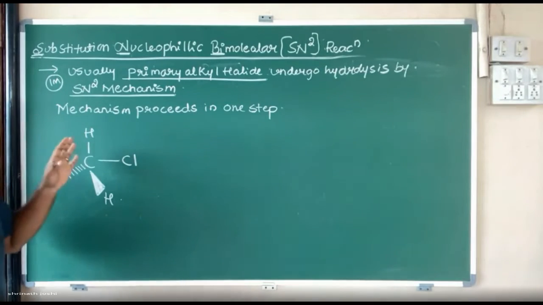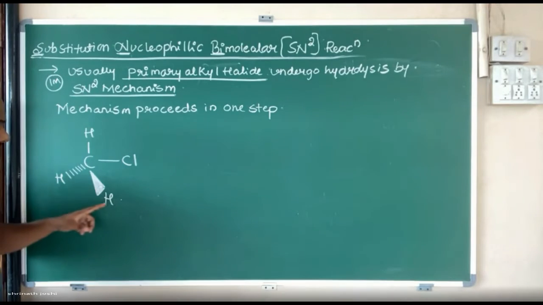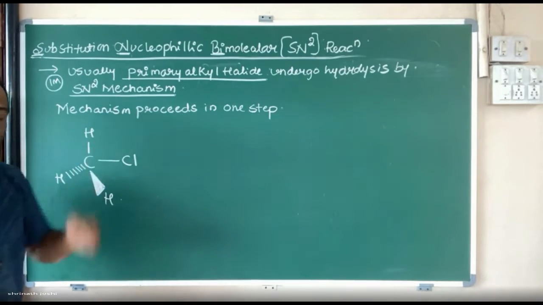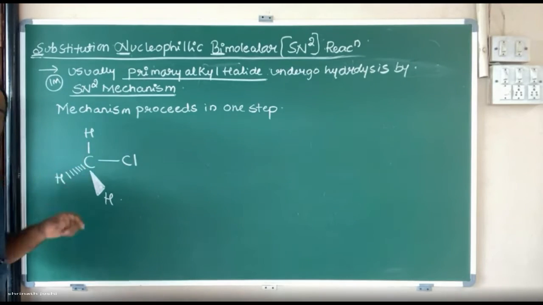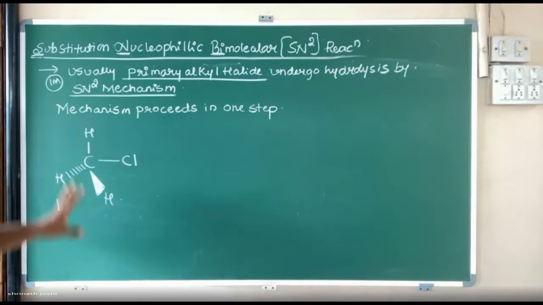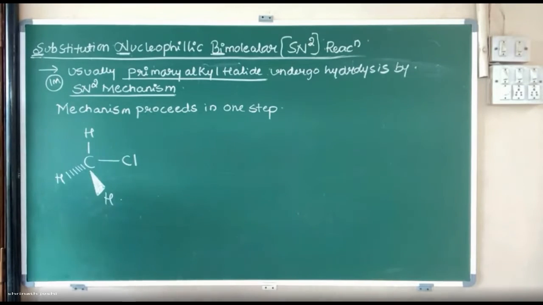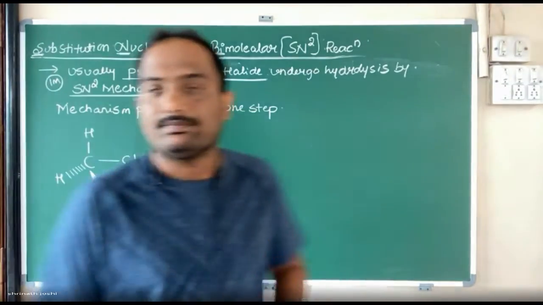I'm not a perfect painter. So this thick line hydrogen is towards you. This hydrogen is behind the board. This carbon, hydrogen, and chlorine lie in the same plane. So this is the actual structure of methyl chloride. All of you got this point, students? In this structure, any difficulty? Because some of you might not have studied this in the PUC first year. That's why I'm telling you.